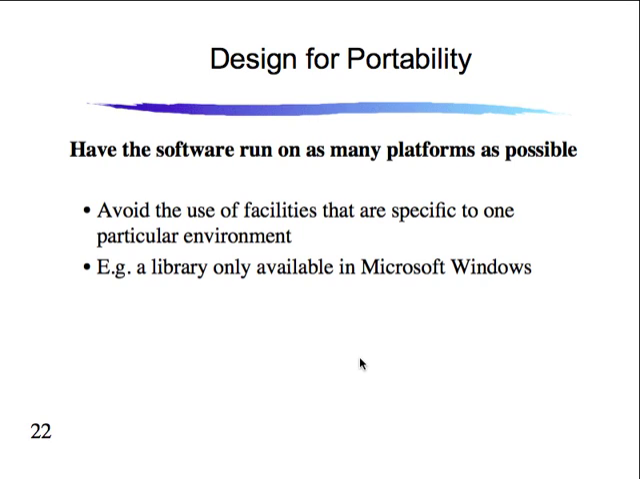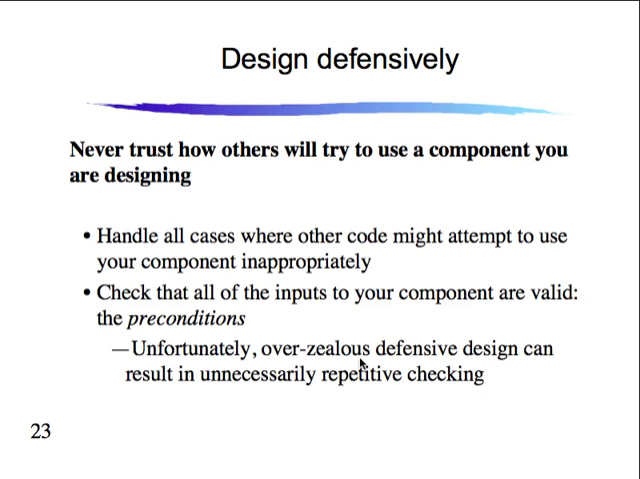And you know how many versions of .NET they've got out already? Well, I think we're on like number 3 or 4 by now. A library only available in Microsoft Windows would be a good example for portability. Does Windows work on a tablet? No. Does it work on Android? No. Would a Java app work? Yeah.